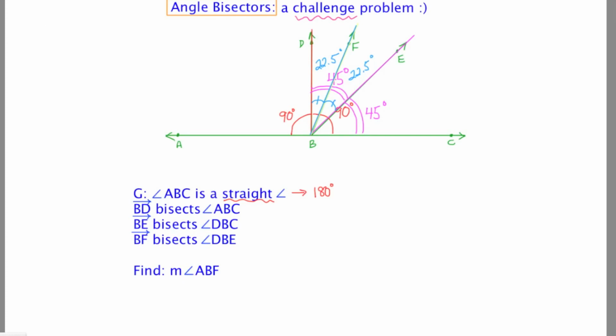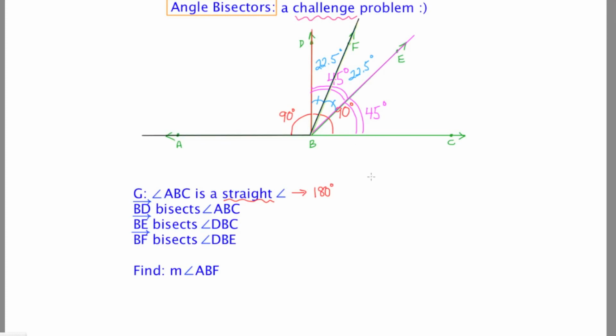Okay, now for the question. They want to know how big is angle ABF. Find the measure of angle ABF. So let's just go over that. ABF is going to be this angle here. I'm going to make it black.